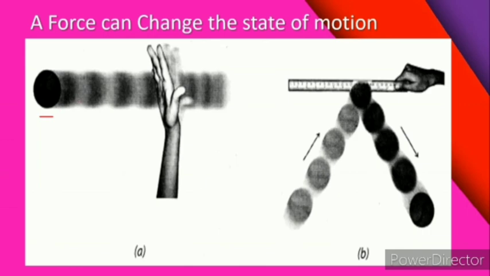So whenever the object is at rest, when you apply force, it will move. Also, even when the object is in motion, you can change the state of the object. Or if the object is in motion, you can also stop the object. For example, if somebody is throwing the ball, you will try to catch it. That means you are stopping the movement of the object. Clear? So here it shows that a force can change the state of motion.